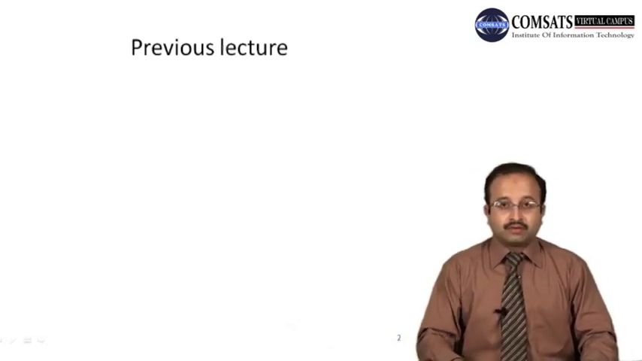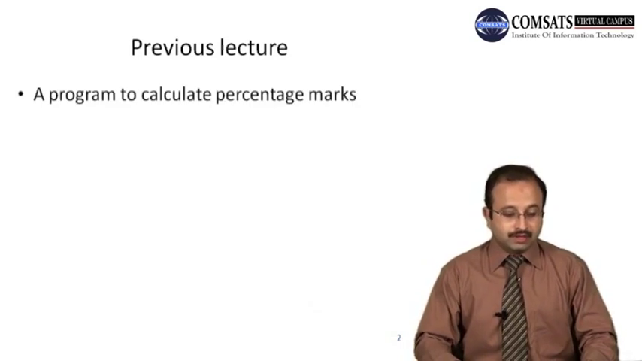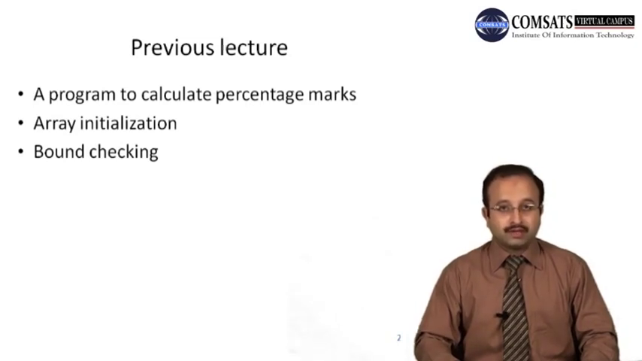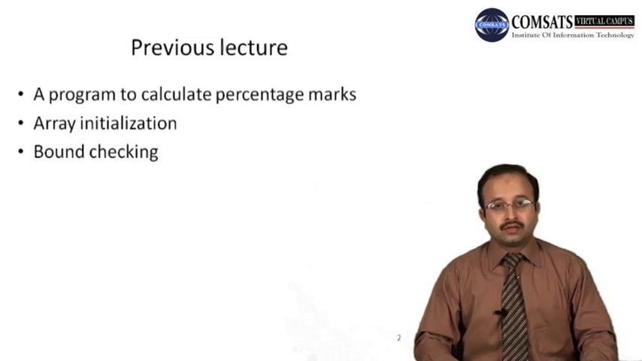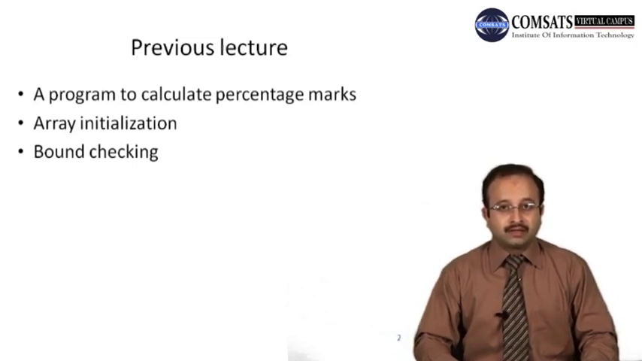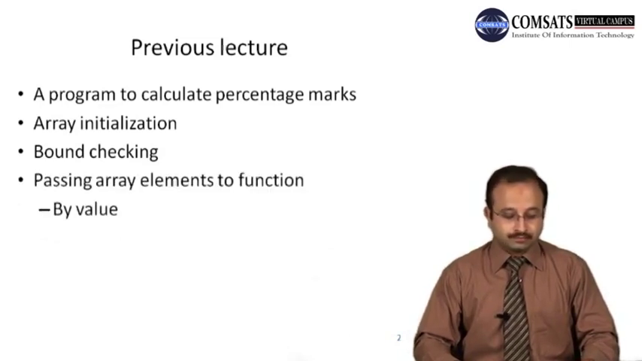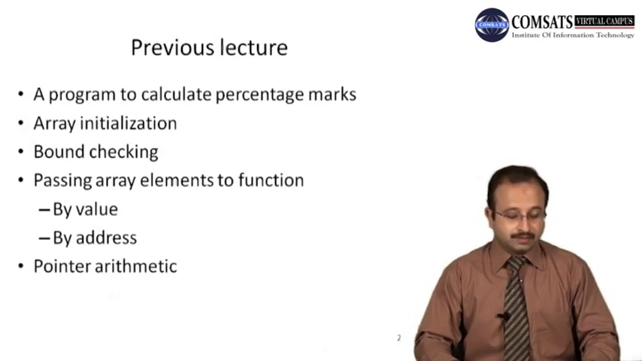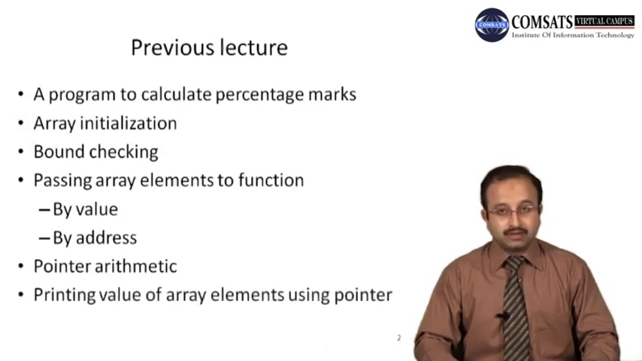Let's see the outline of our previous lecture. What we covered in our previous lecture: we saw a program to calculate percentage marks, and then we saw how we can initialize a 1D array, and bound checking of an array. Bound checking means that you do not access an element that doesn't belong to that array. Actually, you should not go outside the size of the array to access an element. Then passing array elements to a function by value and by address, individual elements to a function. And today we will see how we can pass an entire array to a function. And then some pointer arithmetic. Then printing the value of array elements using a pointer.